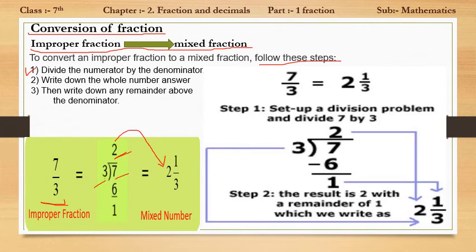After that, write down any remainder above the denominator. The denominator 3 is the denominator of the fraction, so we write it as it is, and the remainder is written above the denominator. By dividing 7 by 3, we get a whole number 2 and a remainder 1. So 2 is the whole number, and we write it first. Then 3 is the denominator, and 1 is the remainder, so we write the 1 above the denominator.